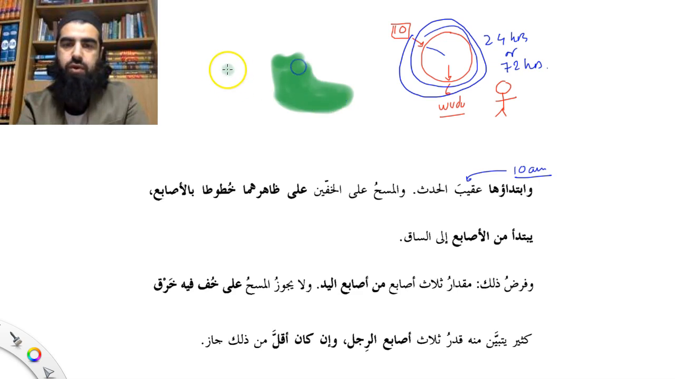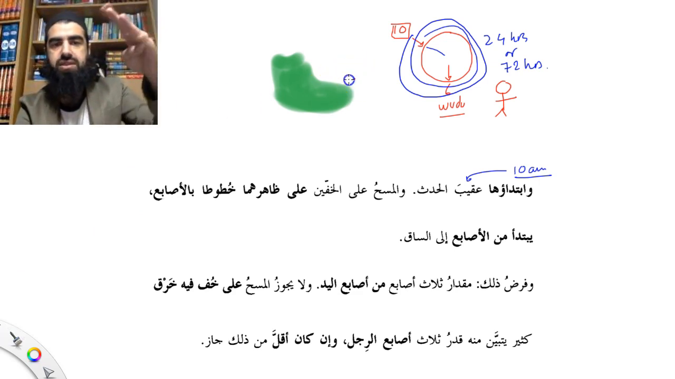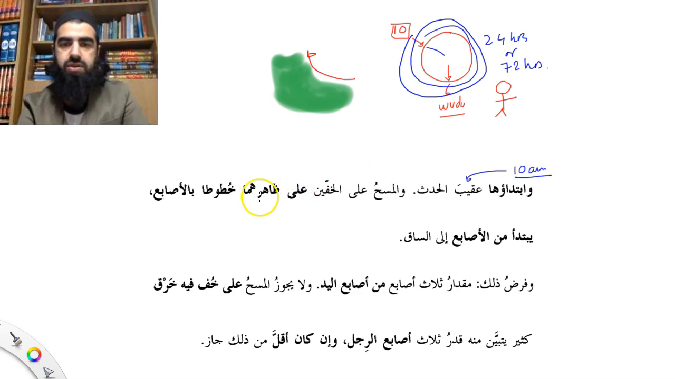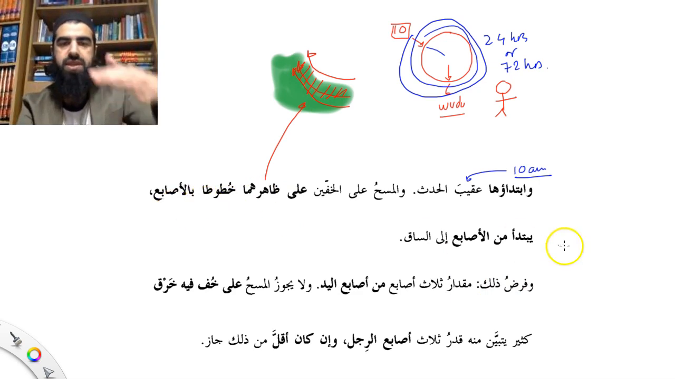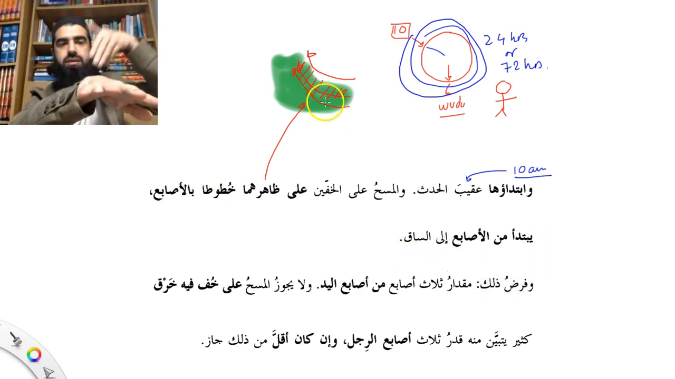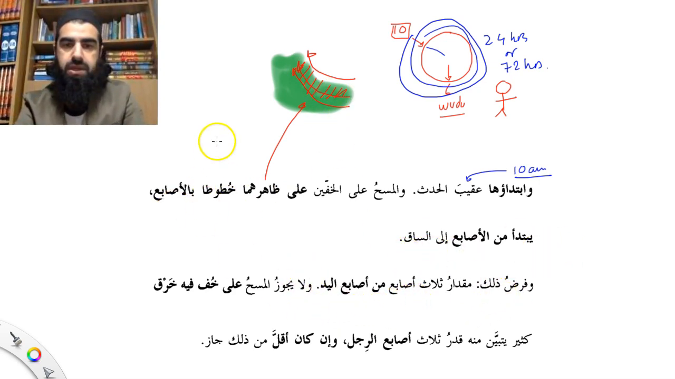So you basically wipe over the top part. You take your fingers, and with your fingers you just wipe over the top of the sock. That's the top part, the zahir of the sock. You wipe your fingers from the toes all the way up to the shin, like this. Okay, khututan bil asabi. See how the guy does it. So that's basically how you do it.